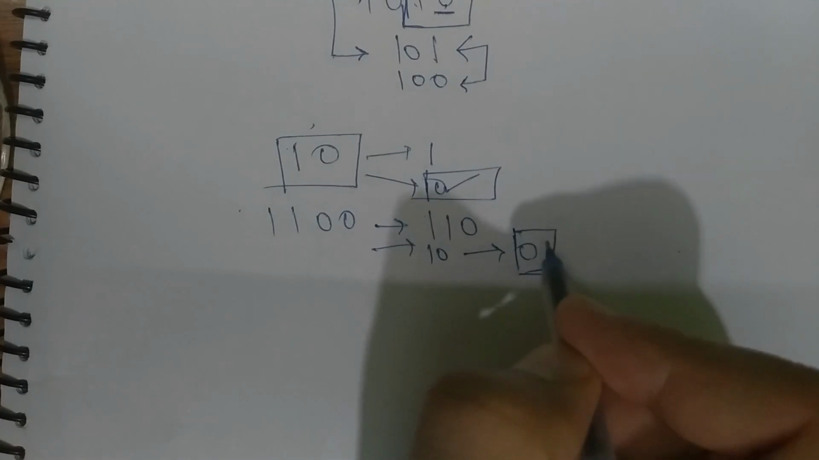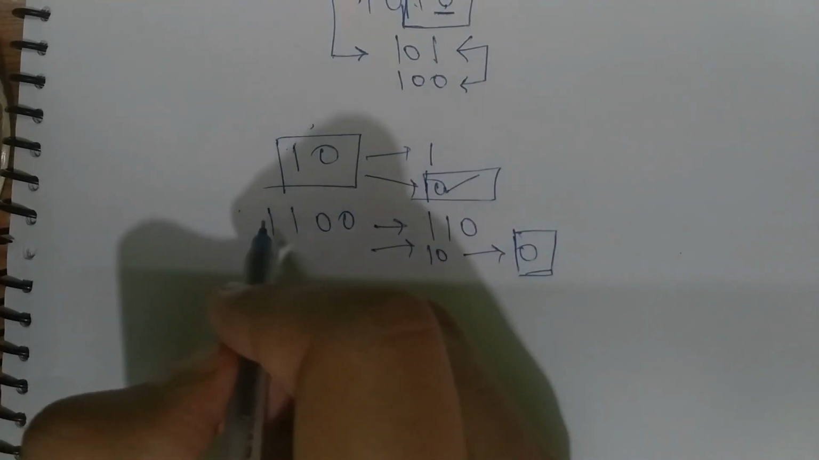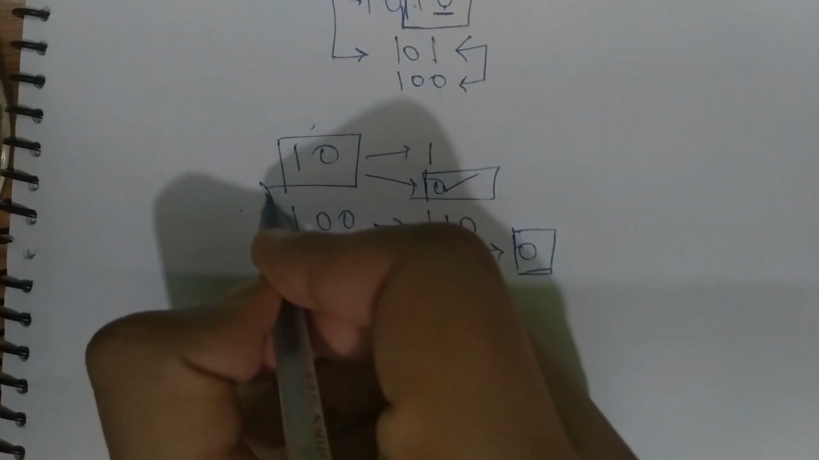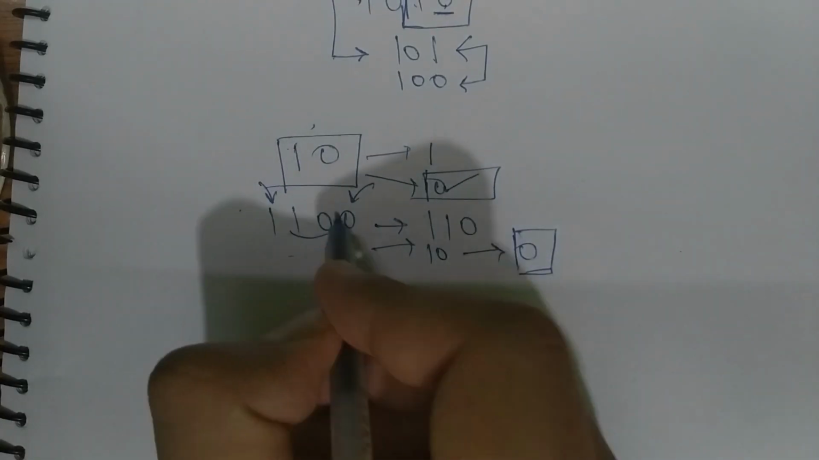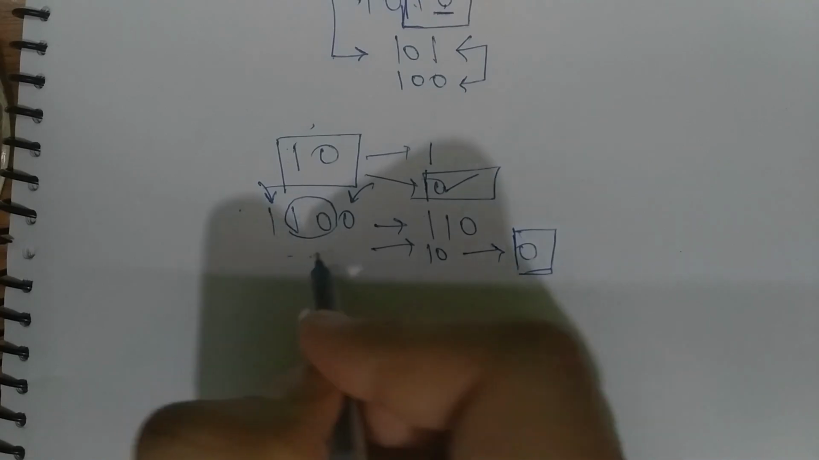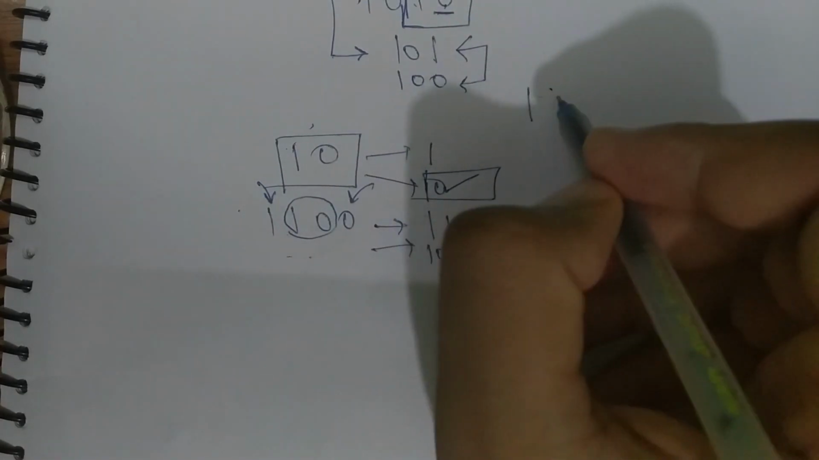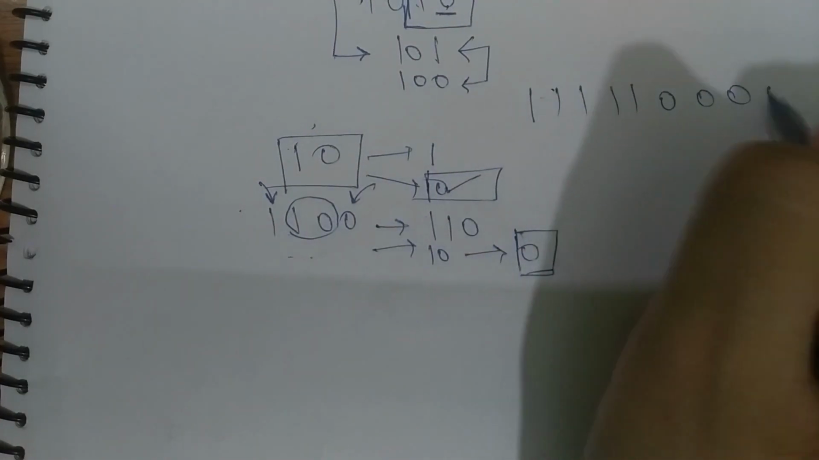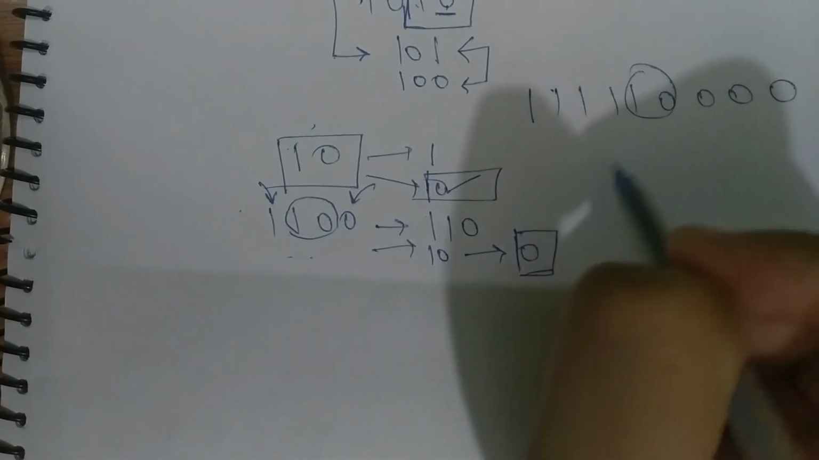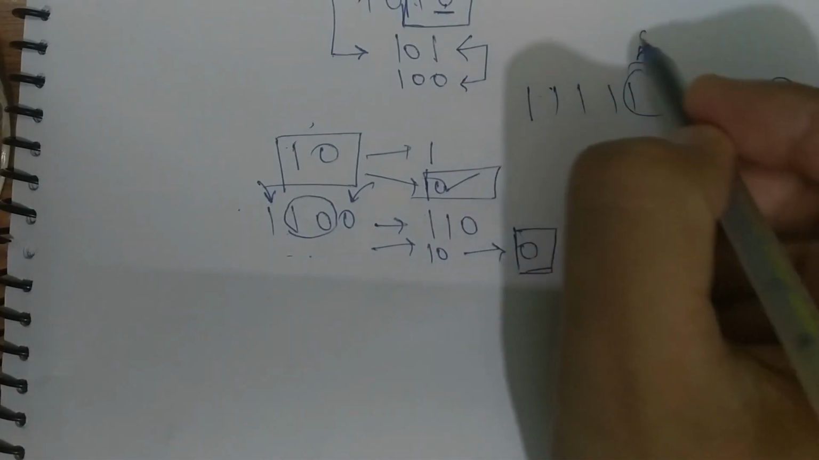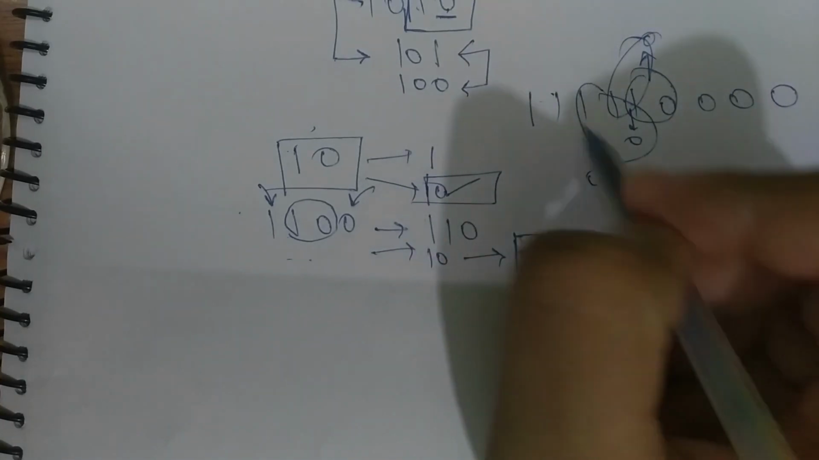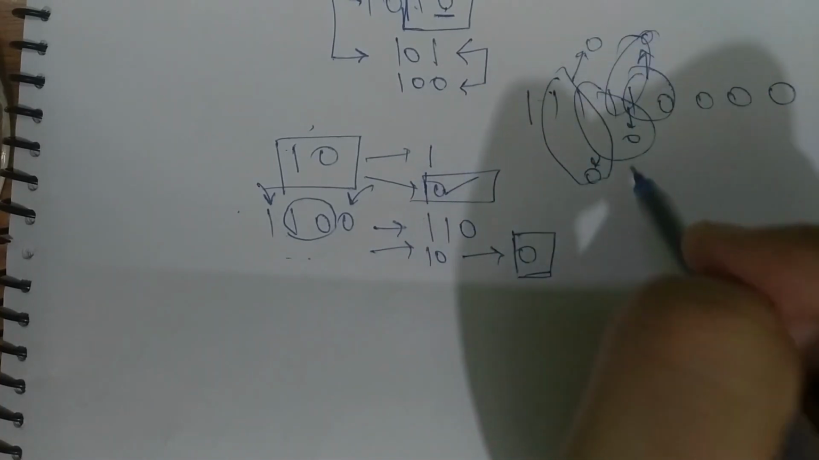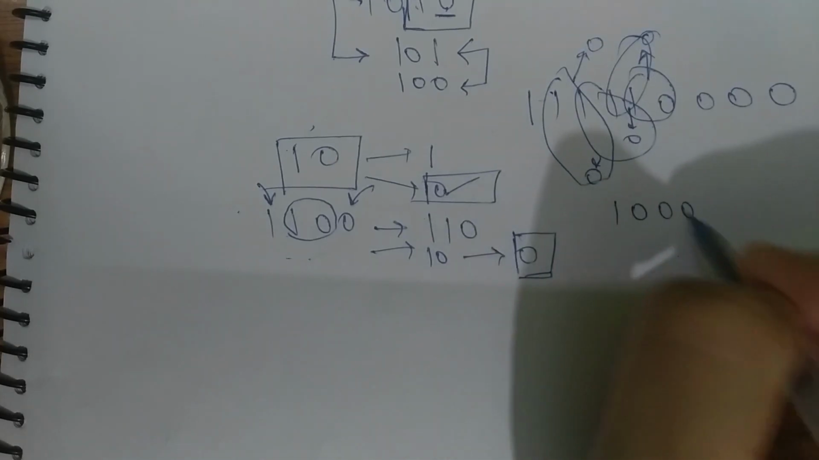What I want you to notice is that if we have 1 in the beginning and 0 in the ending, then whatever is in between will vanish. Suppose I have 1 1 1 1 0 0 0 0, then these two you can make 0, then it became 0. Now you can make this 0, you can make this 0. Now this 0 and this will become 0. Now you will get 1 0 0 0 0.